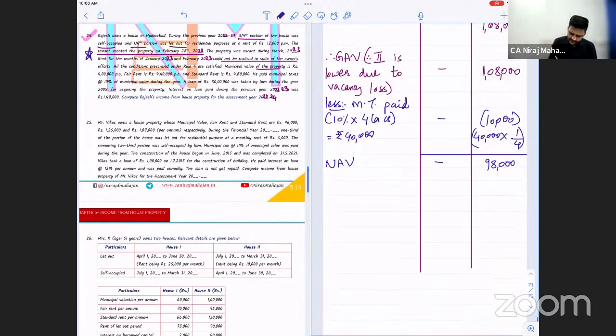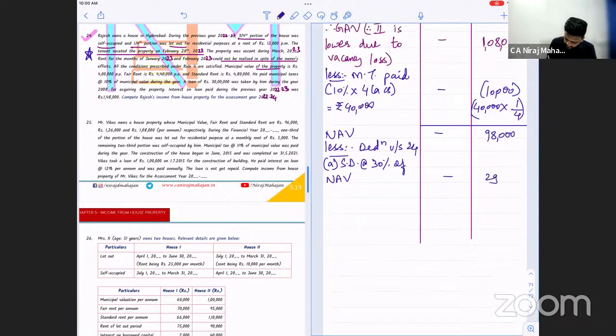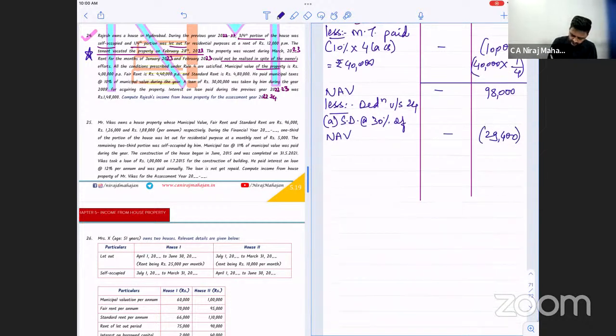Less, reduction under section 24. A is standard reduction at the rate of 30% of NAV. Correct? So give me this figure. 29,400. Is it right? 29,400. All right.